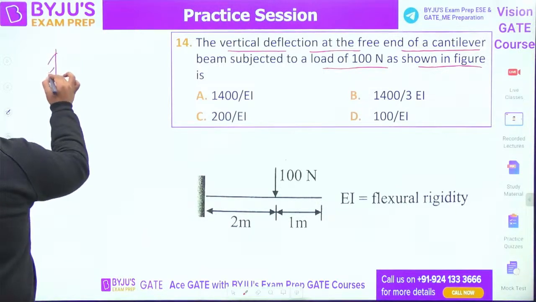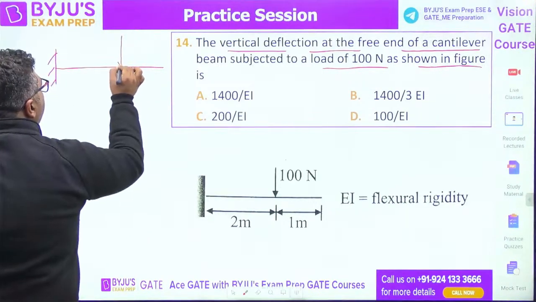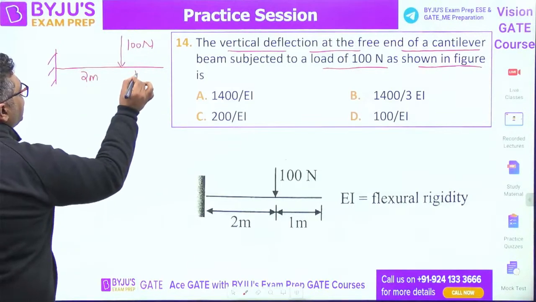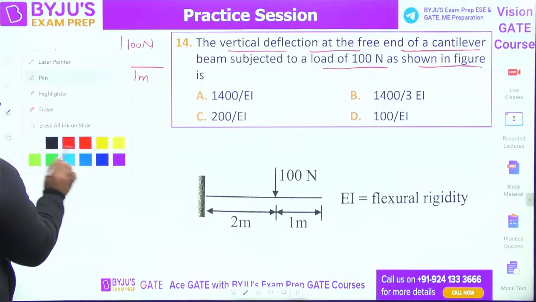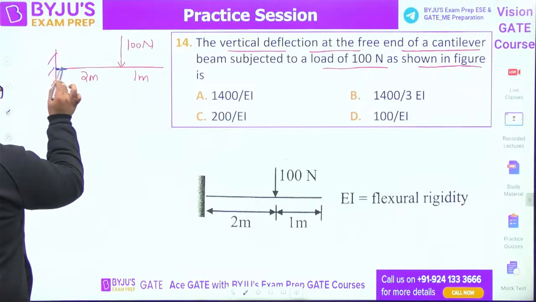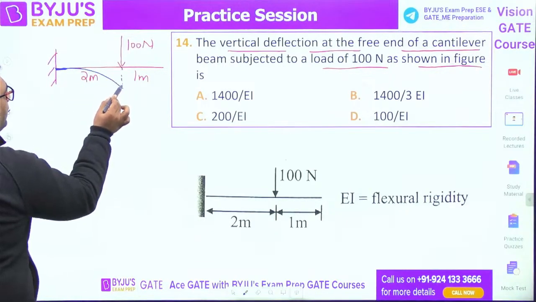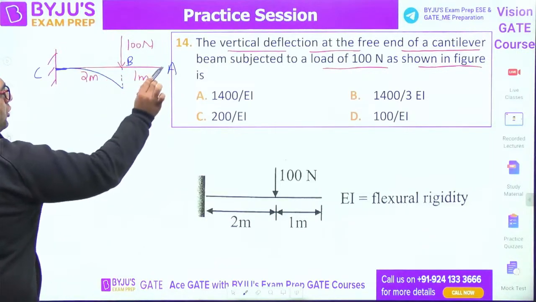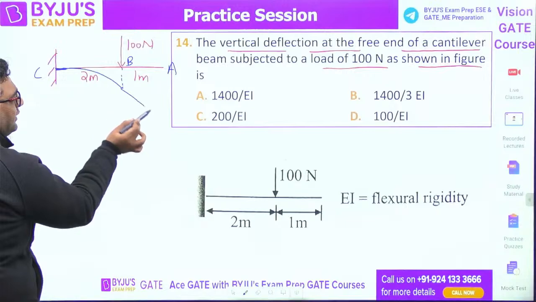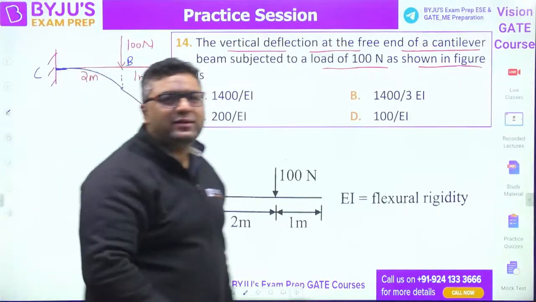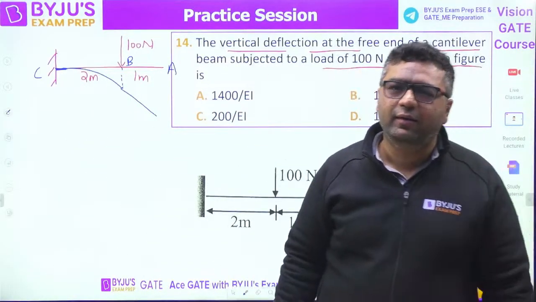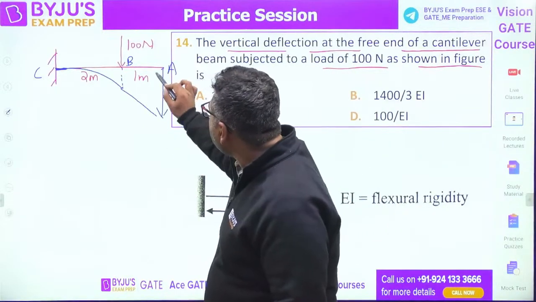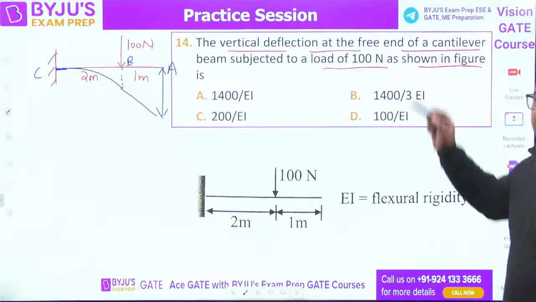So my dear, this is the beam. 100 Newton is acting here. This distance is 2 meter and this distance is 1 meter. Because of the load the deflection will be going like this, up to this point. And from A to B, there is no load, so bending moment is not there. So here it will be a straight line. I have told you that when sir was telling you the bending equation yesterday. So guys, you need to find out this deflection, the deflection at the free end.